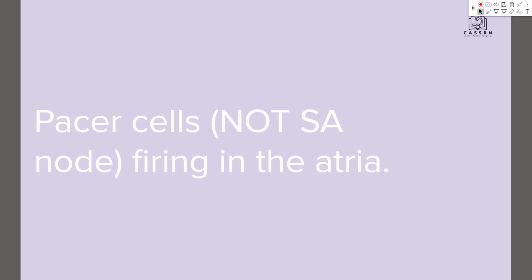So first off, our pacer cells are overactive in atrial flutter. The SA node's actually not firing, and a bunch of pacer cells are firing all in the atria at the same time, or at various intervals. They're taking over the SA node, but they are doing it together. So atrial flutter is when those other pacemaker cells, not the SA node, fire inside the atria.